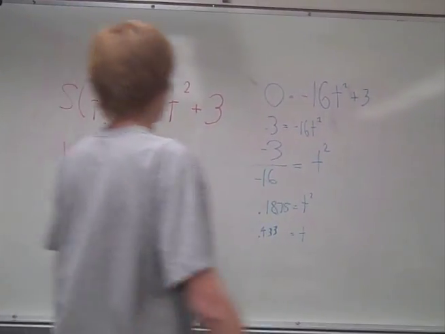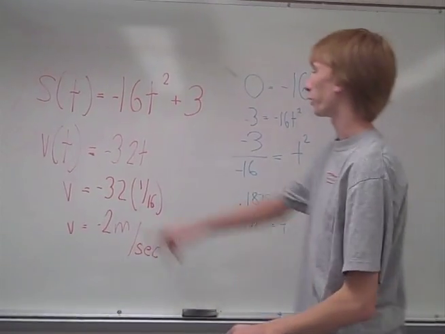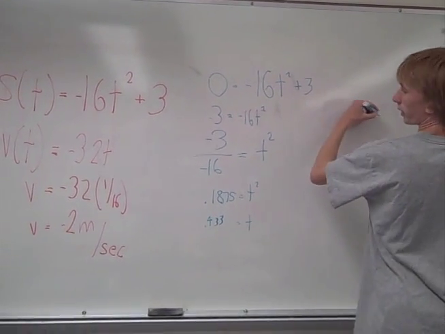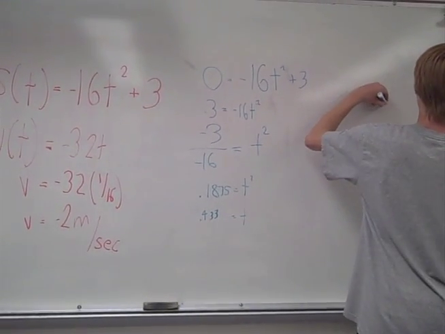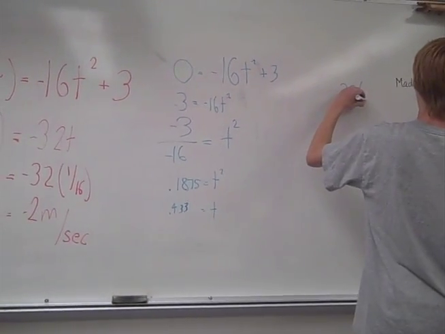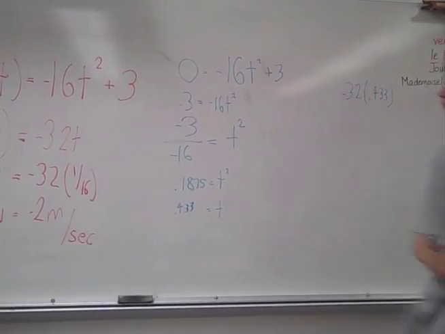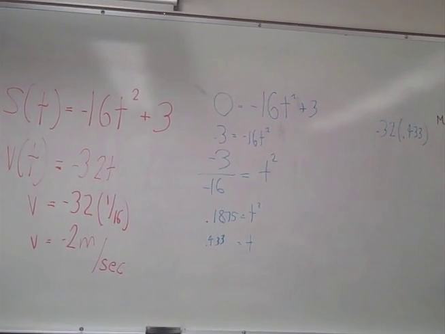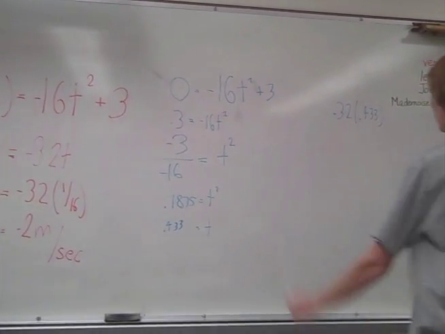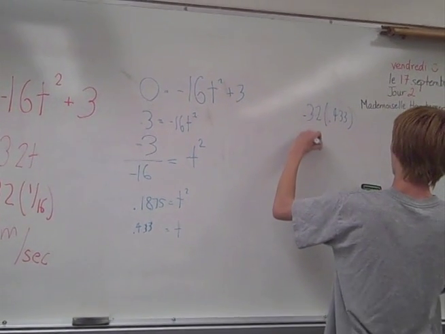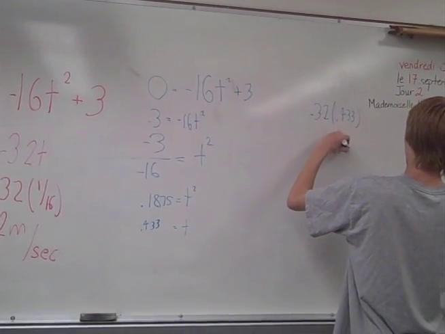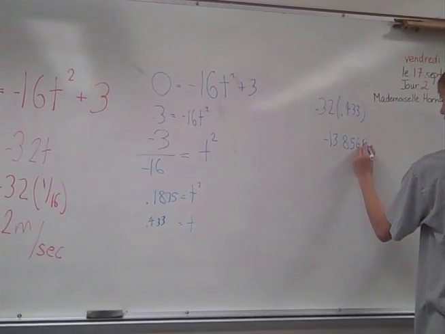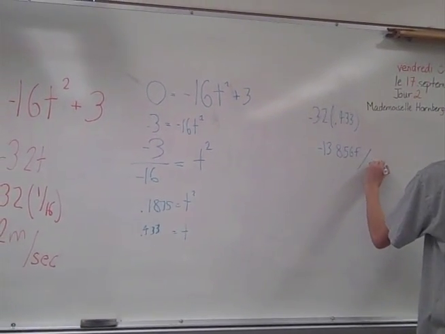And now what I do is I plug that number into the first derivative of the position function, which is the velocity function. So what you wind up with is -32 times 0.433. And you solve that. You wind up with -13.856 meters, not meters, feet per second when he hits the ground.